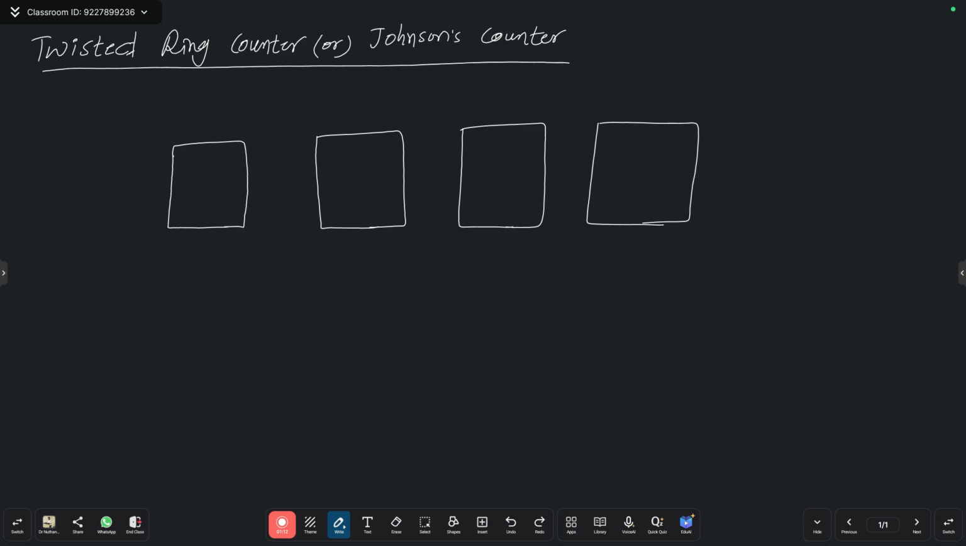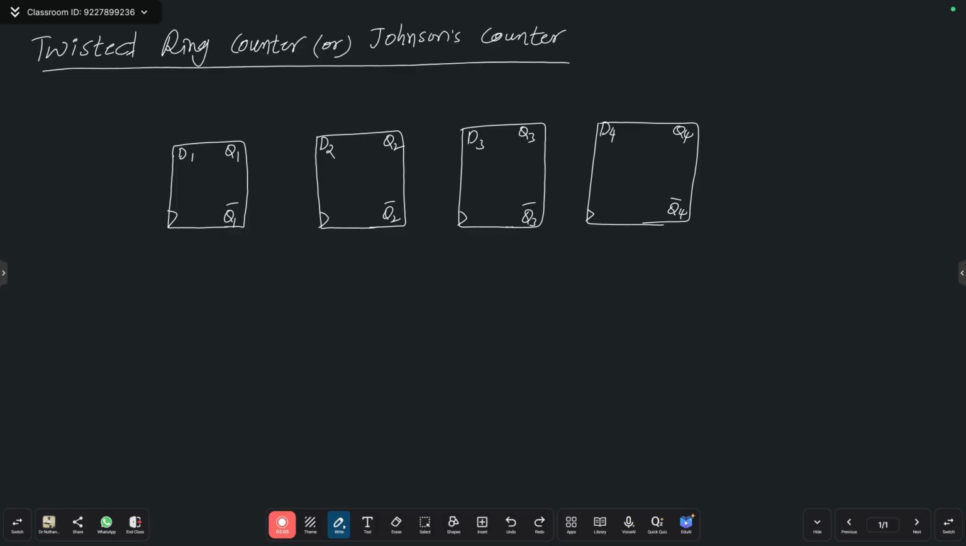The difference between ring counter and twisted ring counter is the feedback ring will be shifted to complement line. The feedback ring will be shifted to complement line.